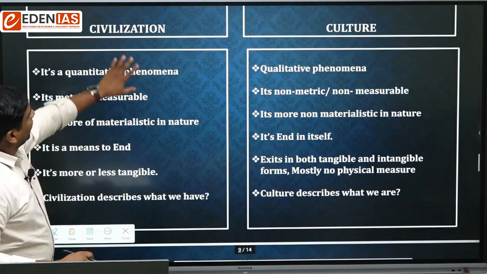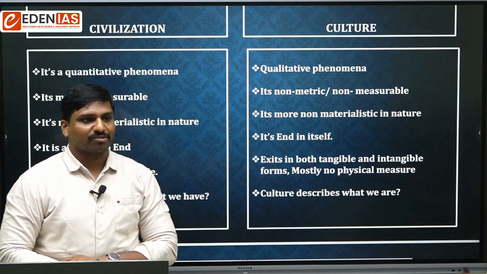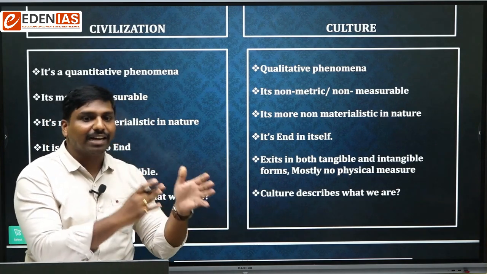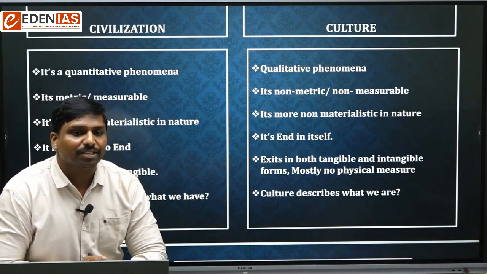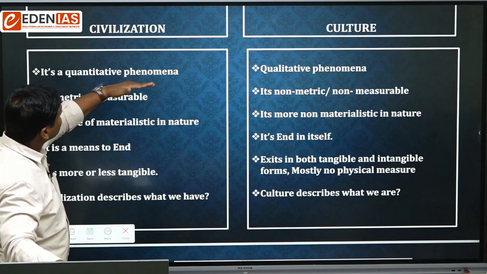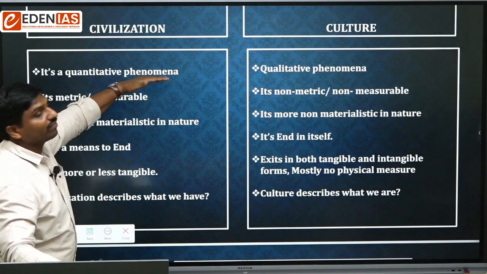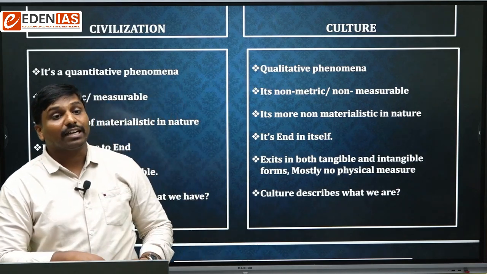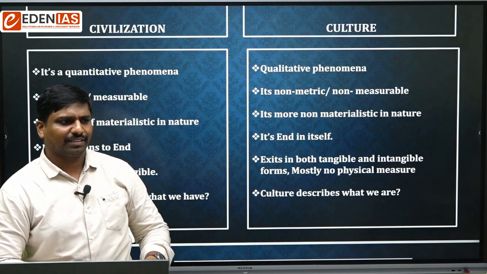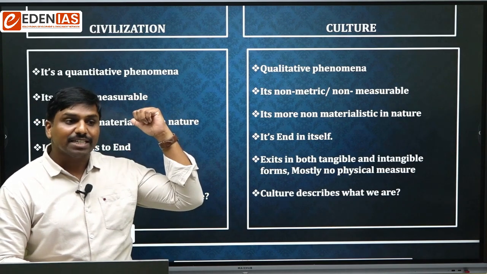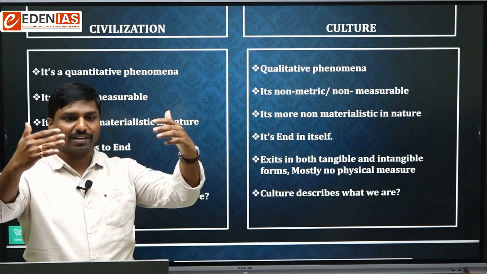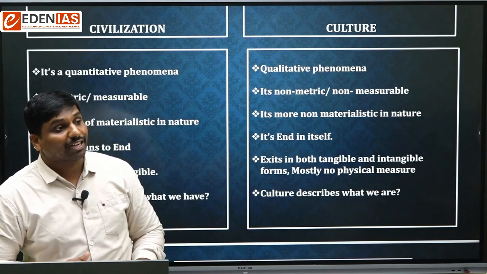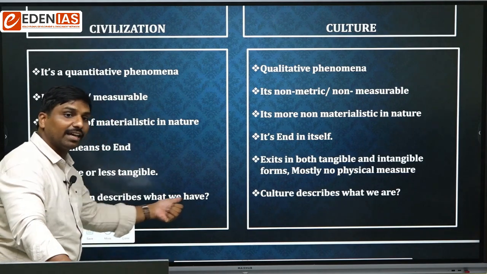So after understanding what culture is and what civilization is, we have to have a glance at the differences between culture and civilization. Civilization is a quantitative phenomenon, whereas culture is a qualitative phenomenon. Quantitative and qualitative. We have said civilization is an advanced form of culture, or a progressive state of culture.